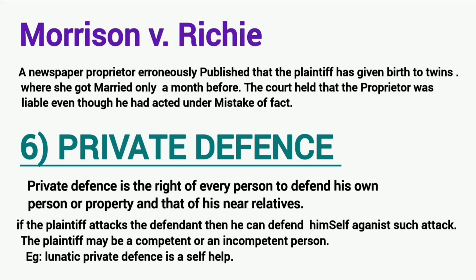Morrison versus Ritchie. A newspaper proprietor anonymously published that the plaintiff had given birth to twins, when she had got married only a month before. The court held that the proprietor was liable even though he had acted under a mistake of fact.